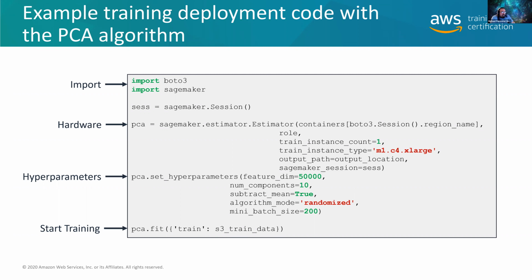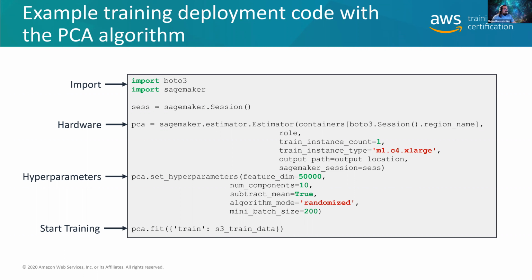There's the Boto3 session. Oh, you're looking for the region name. There's the role, there's the instance count, there's the size, there's the output location, which typically there'd be more information there. And the SageMaker session is just defined blank. That's fine. And then we've got hyperparameters: feature dimension, number of components, subtract the mean. Okay, yeah, that all looks legit.